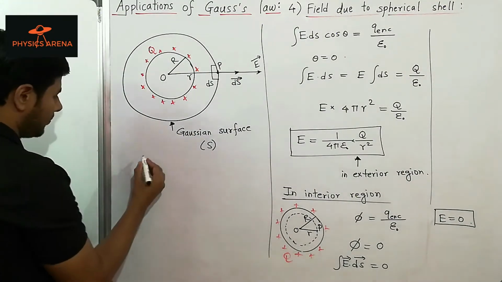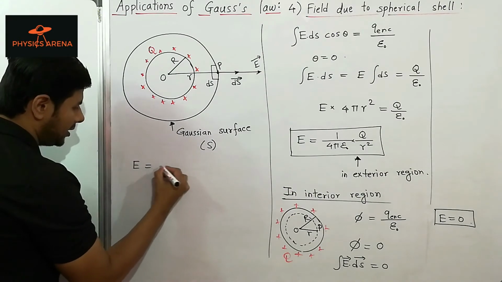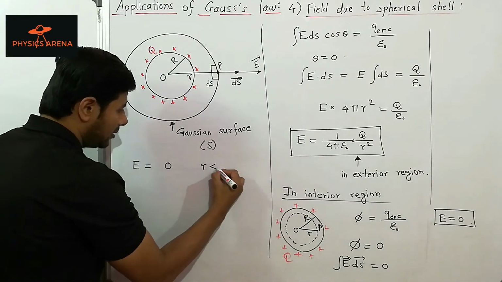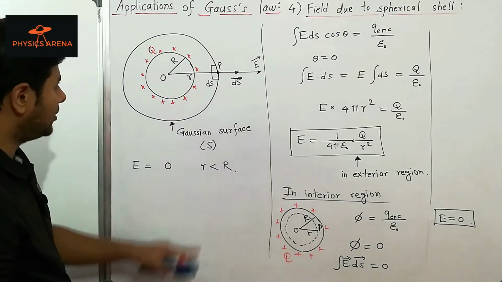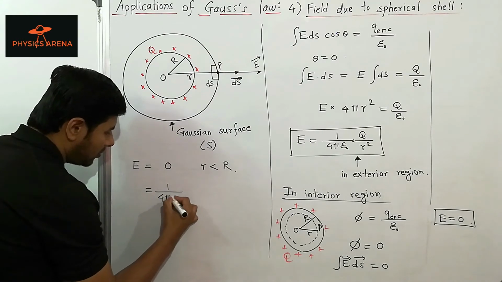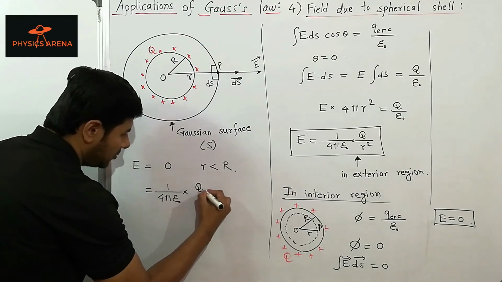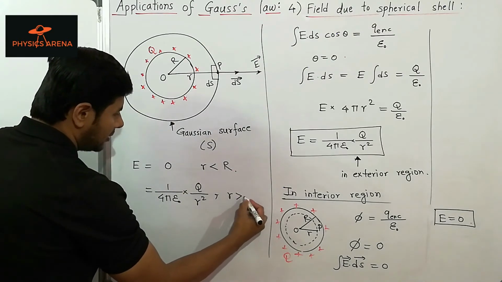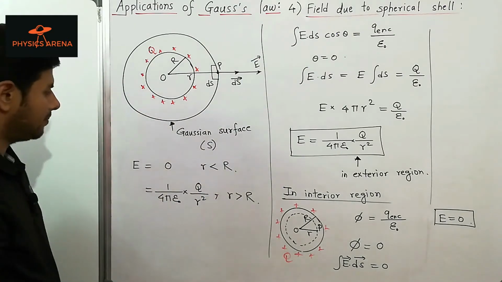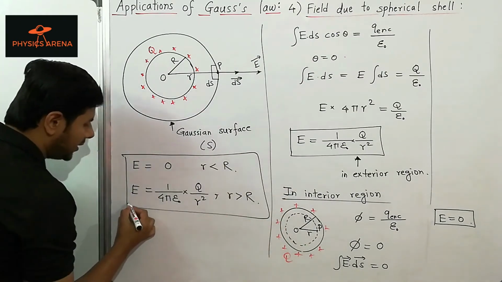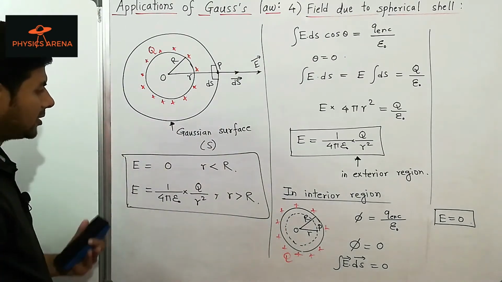So I can say E is equal to 0 if r is less than capital R, and it is equal to 1 over 4 pi epsilon naught into Q over r square when r is greater than capital R. So that's the electric field due to a charged spherical shell.